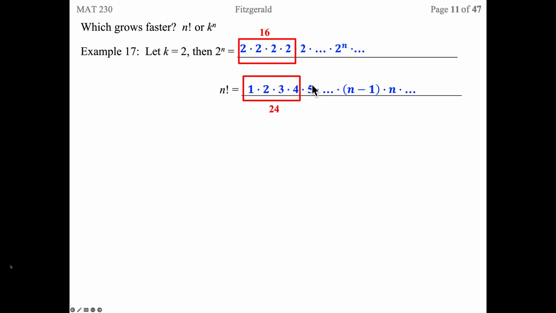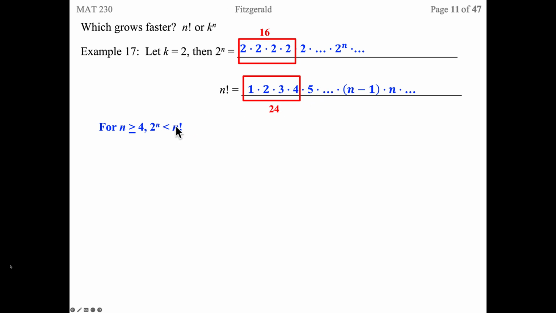Because at this point, I'm always multiplying by a bigger value than what's being multiplied up here. So factorials will always increase faster than an exponential. And it doesn't matter if your base is 100. Eventually, I'm going to go past 100 in my factorial. So once n is greater than 4, 2 to the n is less than n factorial.